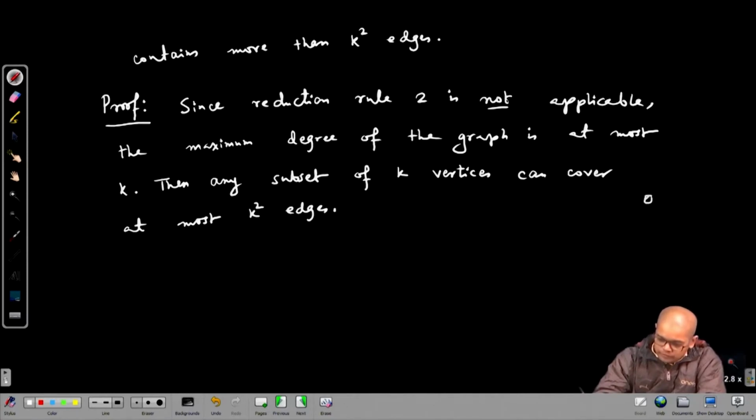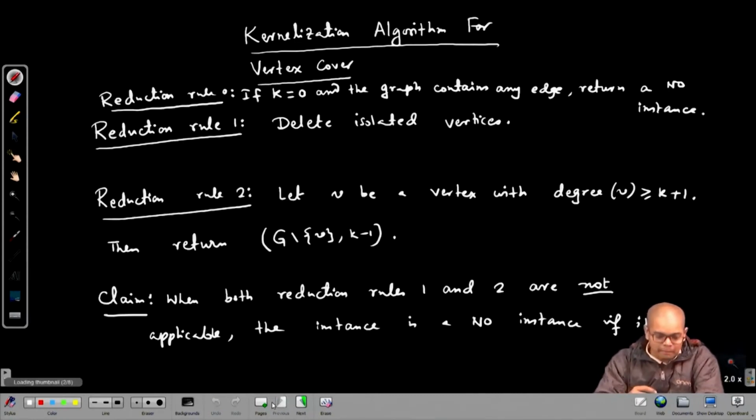So you see that this kernelization algorithm runs in polynomial time. What is that algorithm? Keep applying reduction rules 0, 1 and 2 if any one of them is applicable, and if they are not applicable, at the end if it has more than k square edges, then output a dummy no instance, and if it has at most k square edges, then output that instance.